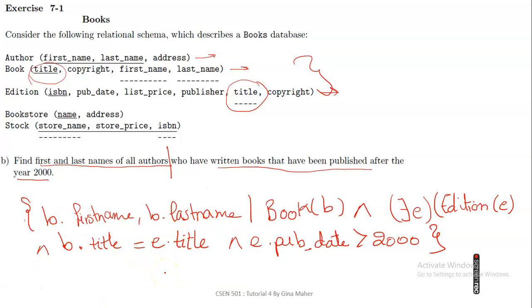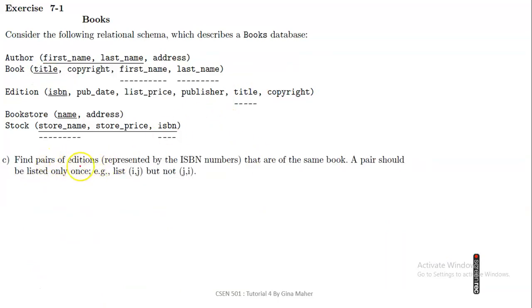Okay, let's move to another example. Find the pairs of editions represented by the ISBN that are of the same book. A pair should be listed only once. IJ, sorry, not JI. This is the same one we solved in the previous tutorial using relational algebra. We want to see in the output a pair of editions, which means that we want to see the ISBN twice. In the previous tutorial, we did so by self-joining edition by itself. We join edition with edition. So at the end, the output is two columns, each one extracted from relation edition. So the output is ISBN, ISBN.